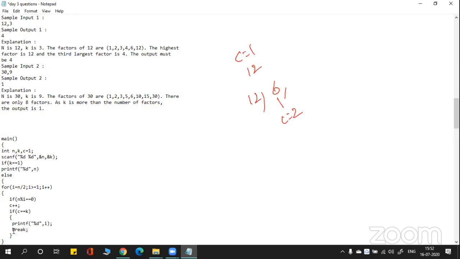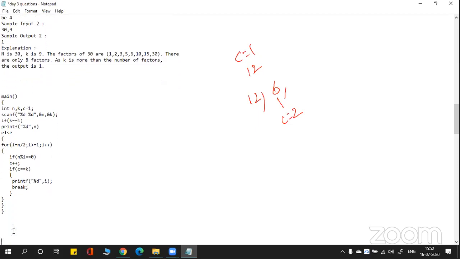Here, what if my k value is equal to 10? Am I including that condition? What if I don't have that many factors? For example, if I give k is equal to 100, then here my count number will be equal to 100.